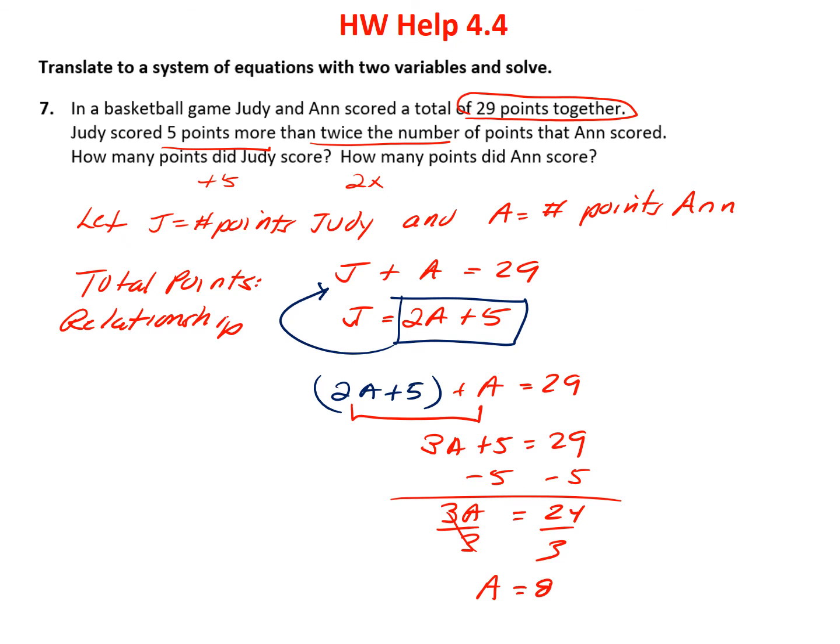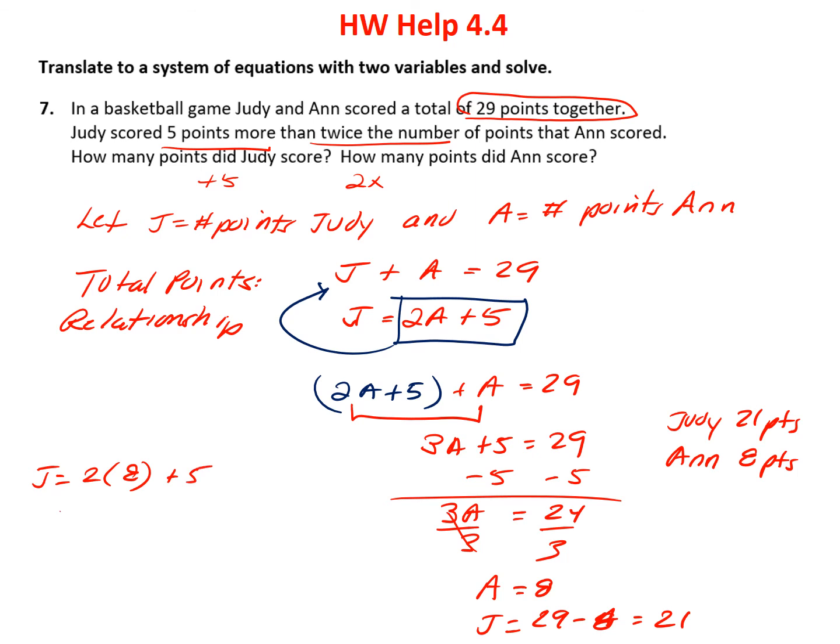Well, that means then that Judy scored 29 minus 8, which is going to be 21 points. Okay? So our answer is Judy, 21 points, and Ann, 8 points. And if we want to double check it, Judy is 2 times Ann, so that's 2 times 8 plus 5. So notice that's 16 plus 5, that's 21. So we know we got the correct answer there.